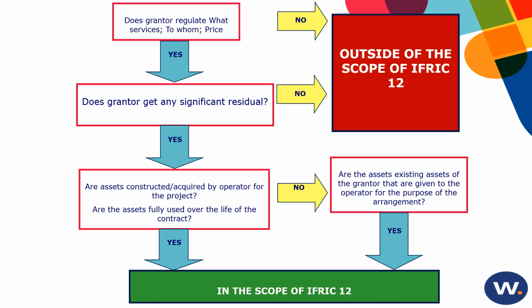If you answer yes, we then further have to consider whether the grantor receives any significant residual from this asset. If no, we are outside the scope of IFRIC 12. However, if we answer yes, we have to consider whether the assets are constructed or acquired by the operator specifically for this project, and whether the assets will be fully used over the life of the contract. If yes, we're definitely within the scope of IFRIC 12. If no, another consideration should be made.